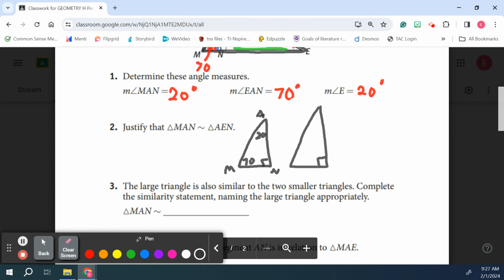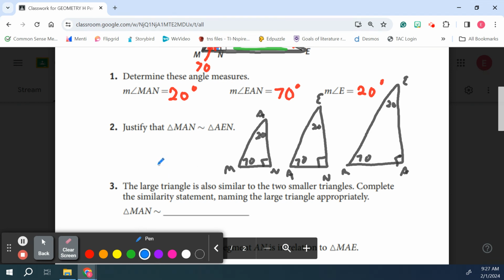Here's my medium-sized triangle. That's A, that's N, that's E. Again, here's 70, here's 20. And then we have the main larger one, which is M, A, E, which is 70 and 20 there. So now the question is, if they're talking about MAN, the small guy, and ANE, this guy, how are these two similar? What's the criteria? What would be the criteria?